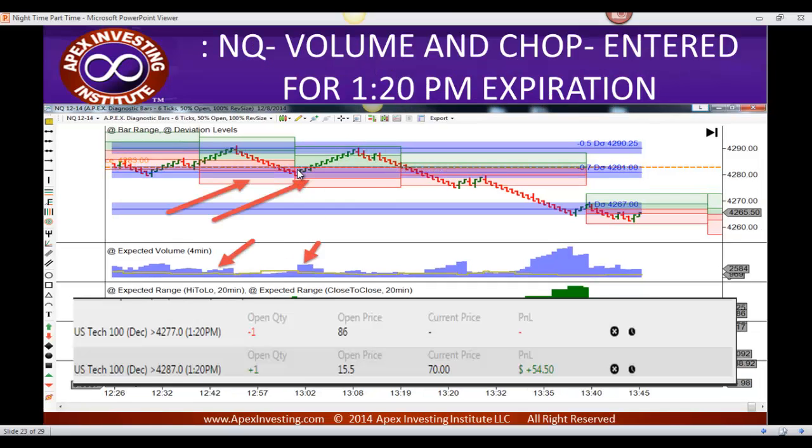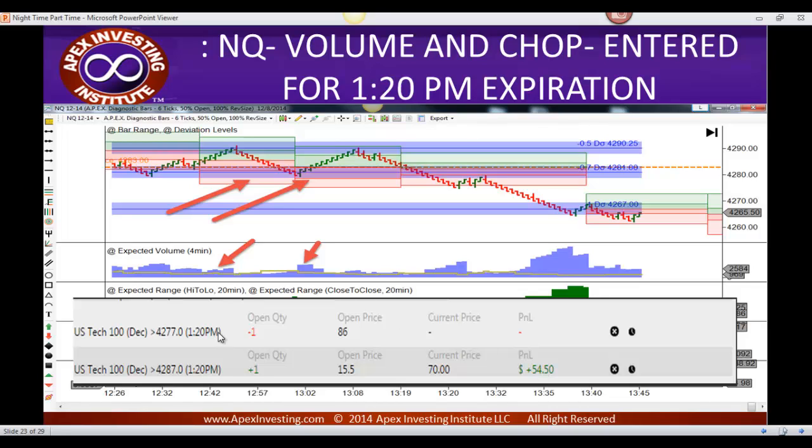So we've got some movement, volume. So what did I do? I bought one at 42.87. So that would be about up in here, and I sold one at 42.77 down here. So the market popped way up here, right? At the time of my screenshot, the market popped way up here. I bought this one for 15.50, and now it's worth 70. So I'm up $54 in profit.